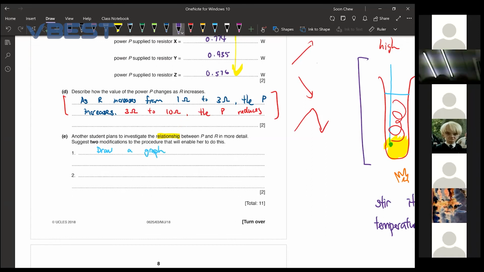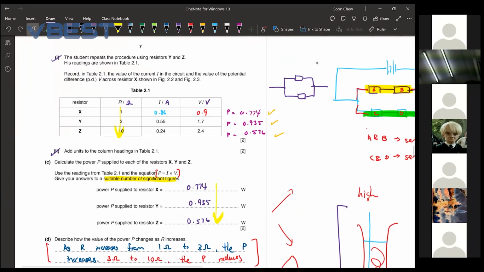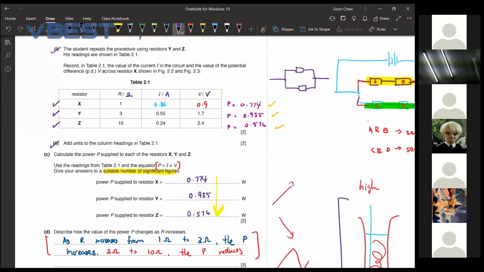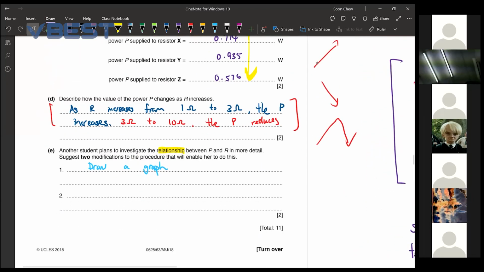Then for the second one over here, we can mention the procedure. Now, in their procedure, we only see 3 resistance values only. Okay, 1, 3, and 10. But in a real life experiment, we cannot just have 3. It wouldn't give us accurate data. That is why usually we would have at least 5 sets of data. So you can tell them to perform the experiment and get at least 5 sets of data.